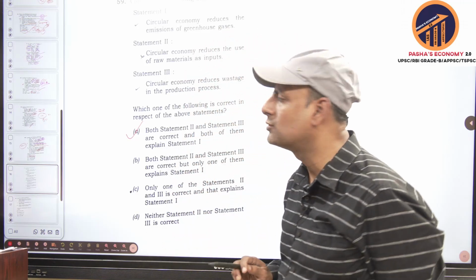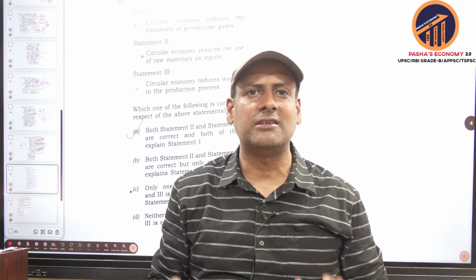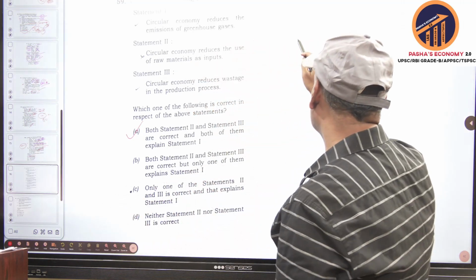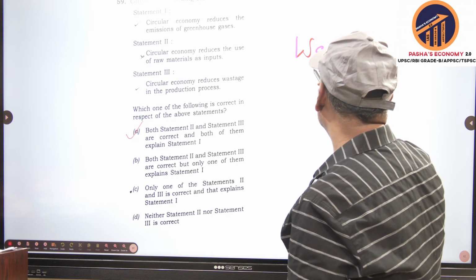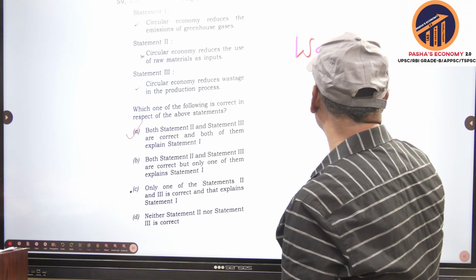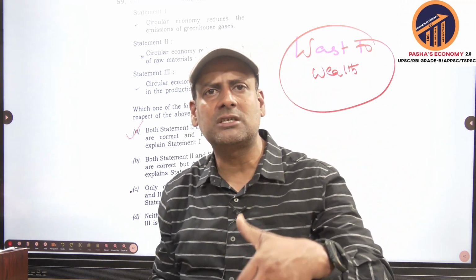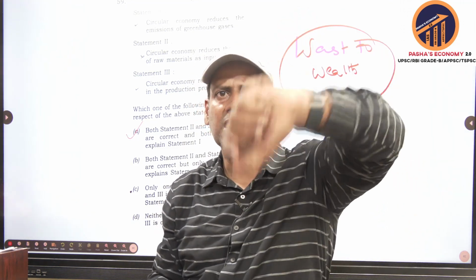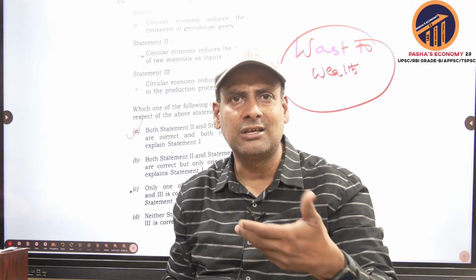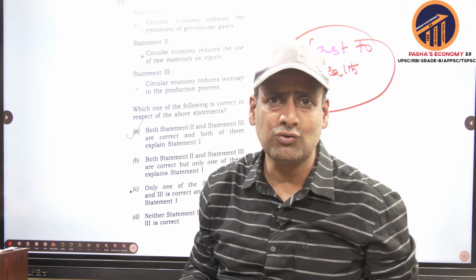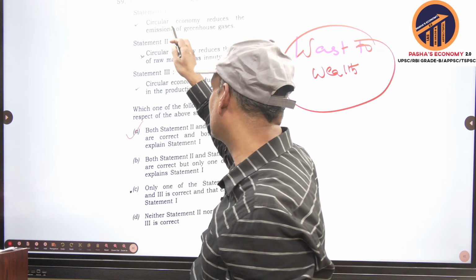Then next we come to the circular economy. This is our favorite topic from the initial classes. I explained this circular economy. Circular economy ka meaning is what? Waste to wealth. Creation of wealth from waste is called circular economy. If you read the budget speech of Nirmala Sitharaman from a couple of years back, you may get clarity on this. Because recycle, reuse, and reduce are the basic pillars of circular economy.